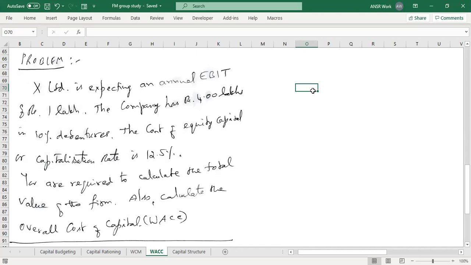Tax rate is not given in this. Assume it to be nil. No tax. Okay, no tax.